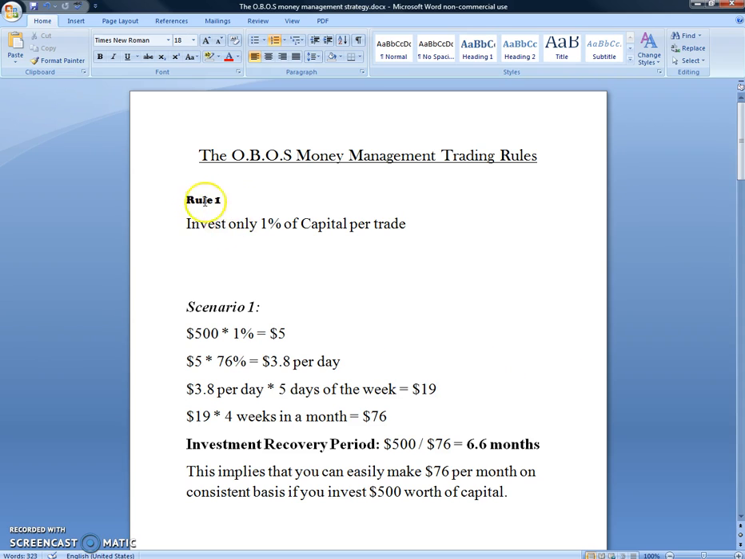Now, rule number 1 is we are going to invest only 1% of our capital per trade. If you invest more than 1% of your capital per trade, you are going to put yourself at more risk.